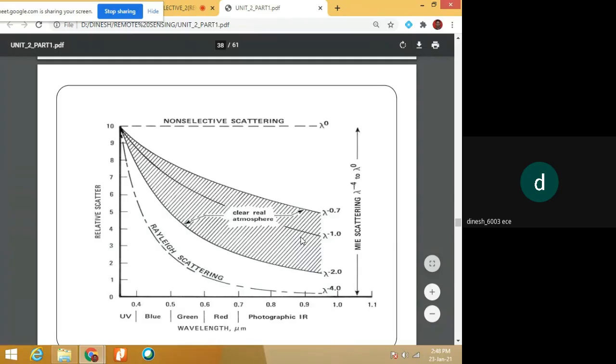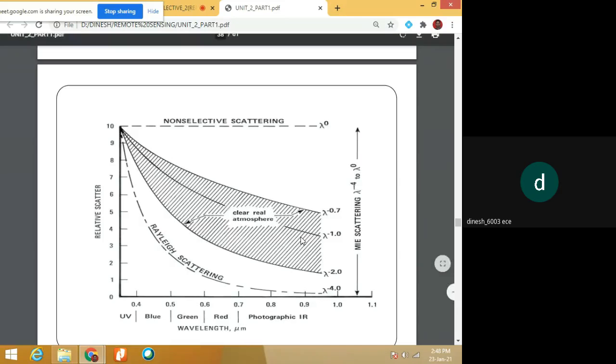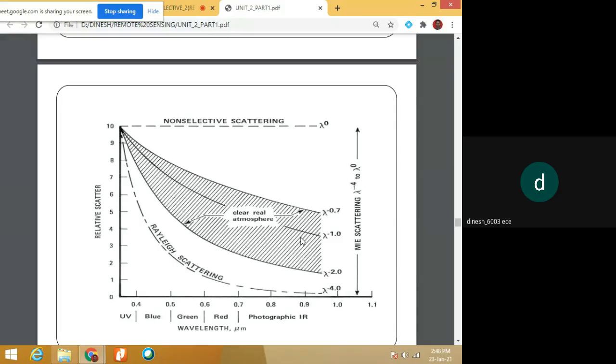So this graph is a relation between the wavelength of different regions, ultraviolet, visible, and infrared, with the scattering: how much scattering is being done depending upon the particles, ranging from lambda power naught to lambda power minus 4, or 1 by lambda power 4.